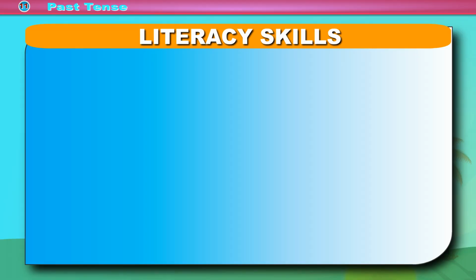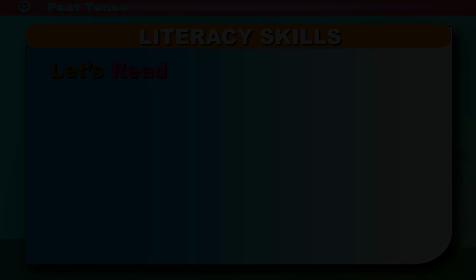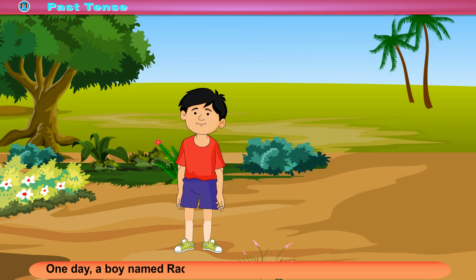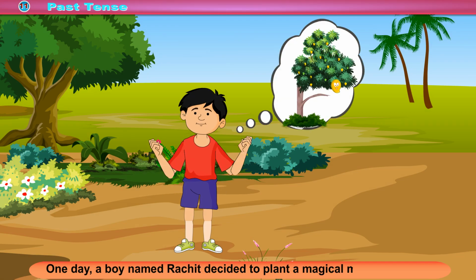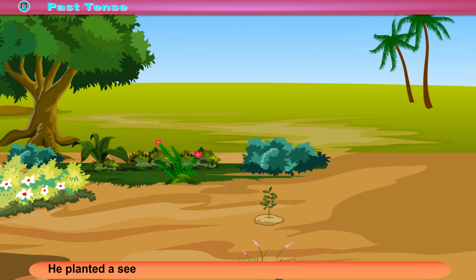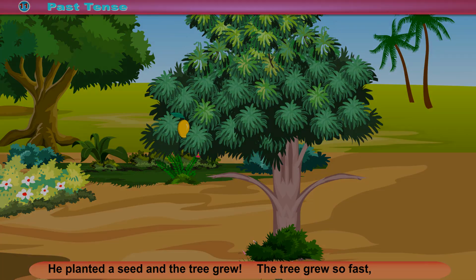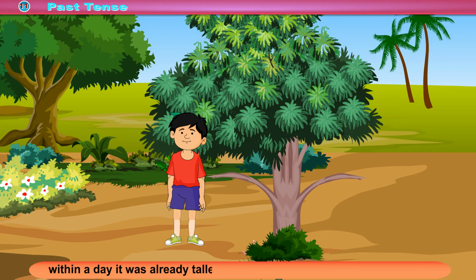Literacy skills. Let's read. Read the passage aloud and observe past form of verbs. One day, a boy named Rachit decided to plant a magical mango tree. Rachit sat down. Then, he dug a hole in the ground. He planted a seed and the tree grew. The tree grew so fast. Within a day it was already taller than the boy.